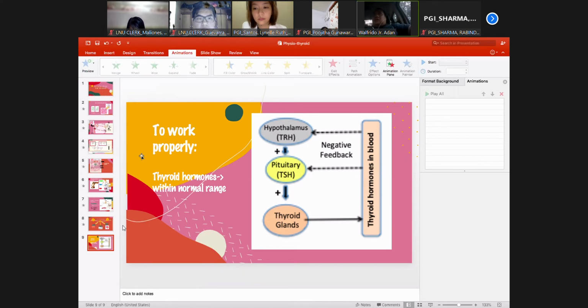Ang mahirap dyan, kung mix na yan. Kung yung sinasabi nating subclinical hypothyroidism, subclinical hyperthyroidism, normal yung TSH mo, pero mataas o mababa yung free T3, free T4 mo. Pagka ganoon, anong gagawin natin? Mag-refer na sa IM endocrinologist.